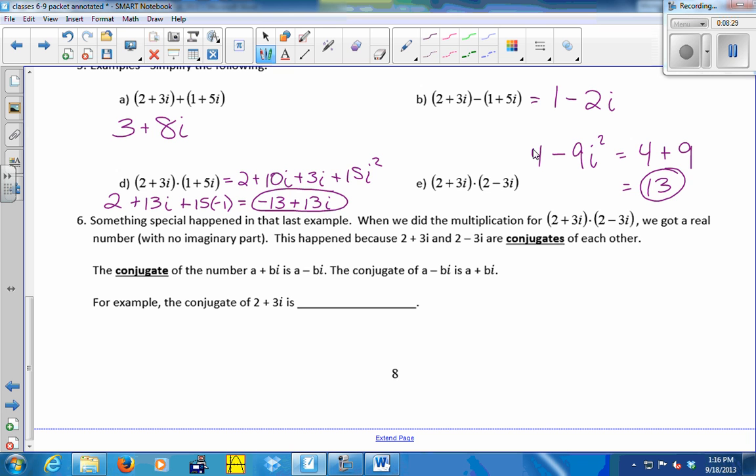So something special happened in that last example. I multiplied two complex numbers that had imaginary parts, and I got a real number, a plain old 13. That's a special thing, and that can come in really handy. Those two complex numbers are called conjugates, 2 plus 3i and 2 minus 3i. The conjugate of any complex number a plus bi is a minus bi. And the conjugate of a minus bi is a plus bi. So the conjugate of 2 plus 3i is 2 minus 3i.